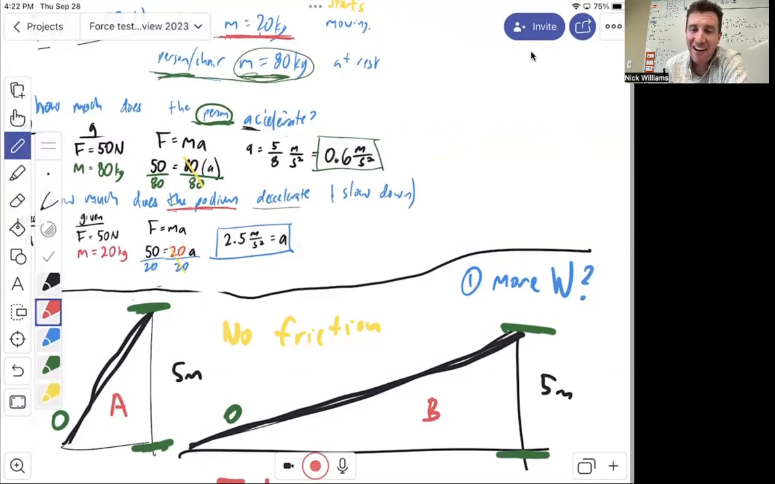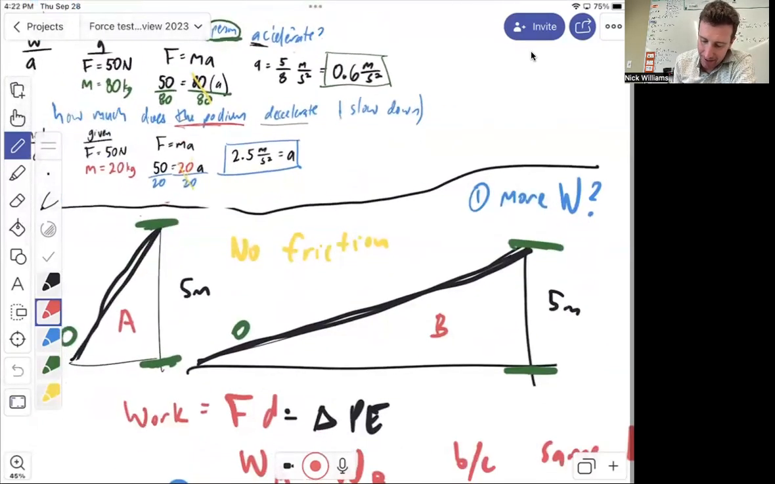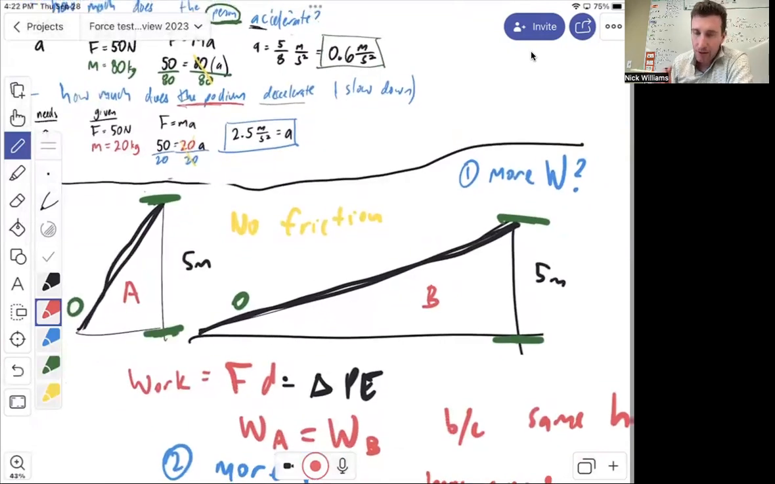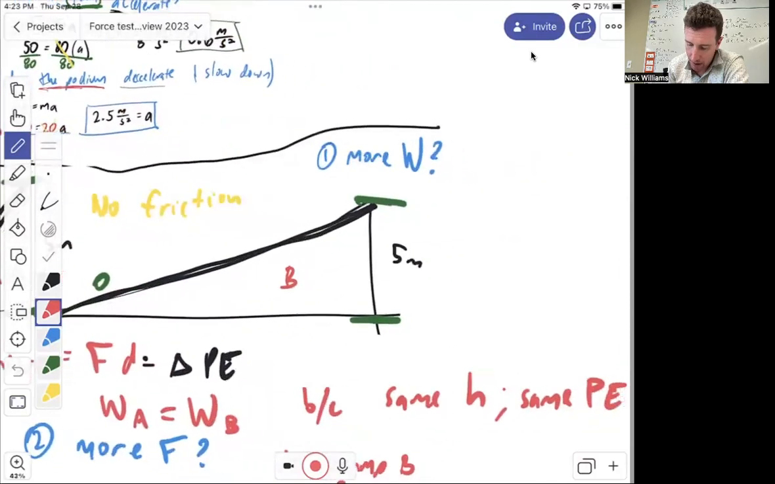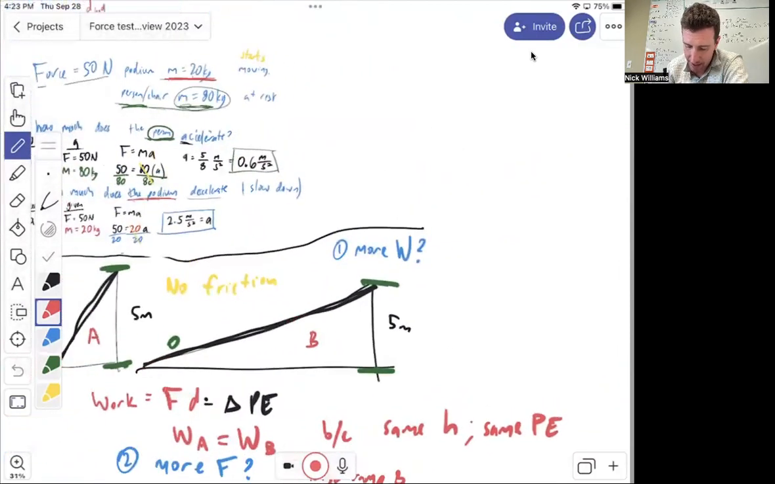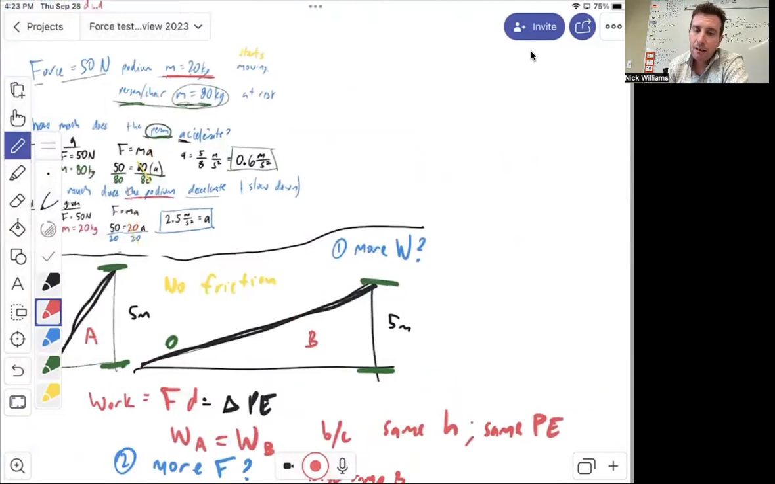Welcome back. Glad you unpaused. So we're looking for which ramp has more work. In this case, work is equal to force times distance, and work is also equal to the change of potential energy. Remember, we did our pencil up work to potential energy. Since work is equal to the change of potential energy, and in both cases I'm taking the same load up to the same height, I'm accomplishing the same thing, so I do the same amount of work. Work A is equal to work B because I'm going to the same height, and thus they have the same potential energy and the same work.